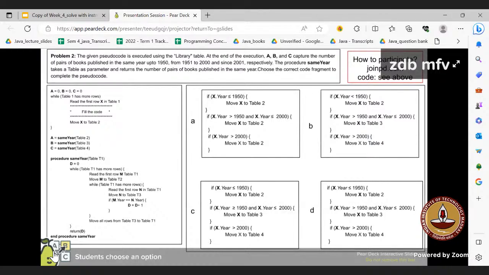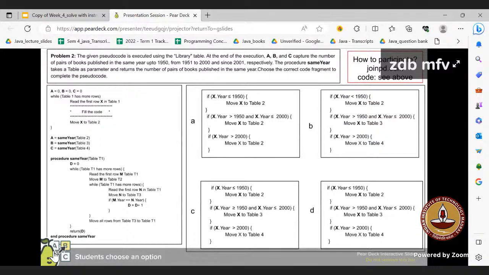A counts the number of pairs. So if two books are published in the year 1948, then A should be incremented. If two books are published in the year 1939, then also A should be incremented. If three or four books are published in the same year 1929, then also A should be incremented. We should count the number of pairs of books published in the same year up to 1950, and B will be counting the number of pairs of books which are published in the same year from 1951 to 2000.